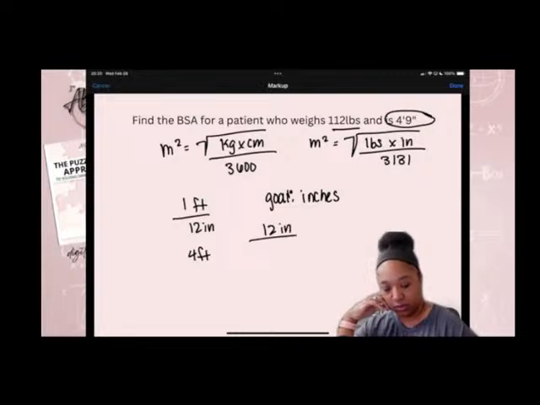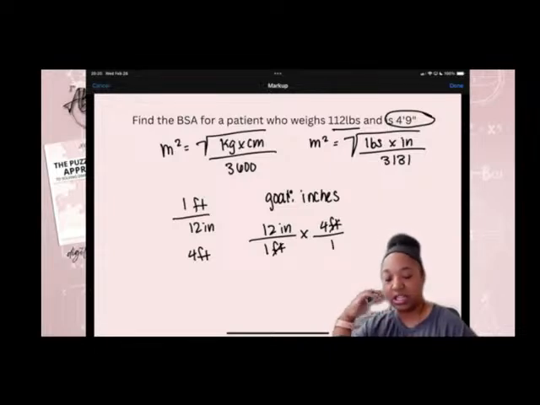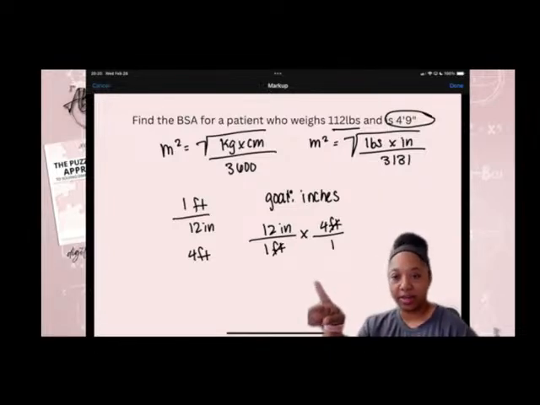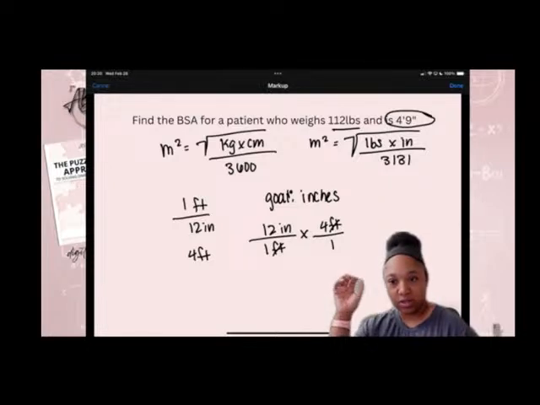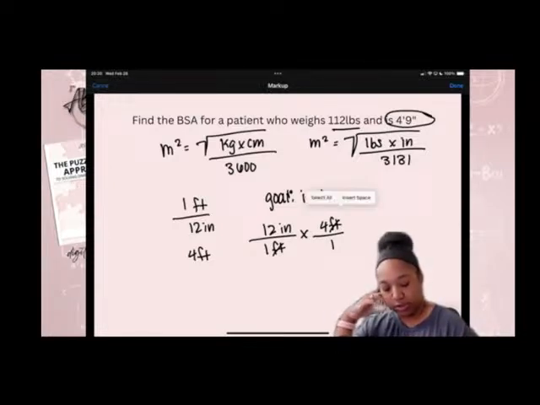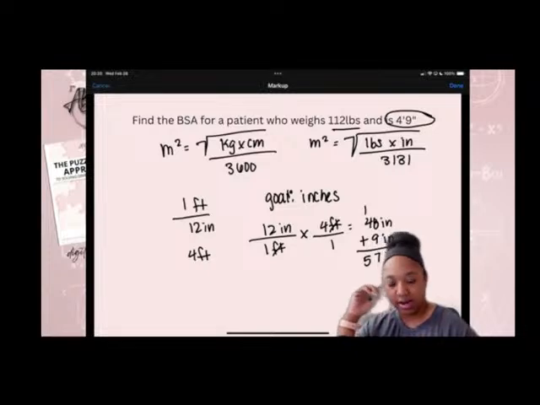It's 1 foot. You put your 4 feet on the top, and it's just by itself. So anything that's by itself will go over one. Okay, boom. And so now we are left with inches. So 12 times 4 is 48. So we got 48 inches, and then we add 9 to it, right? So that's 57 inches. All right. Now we just simply put it into the formula.